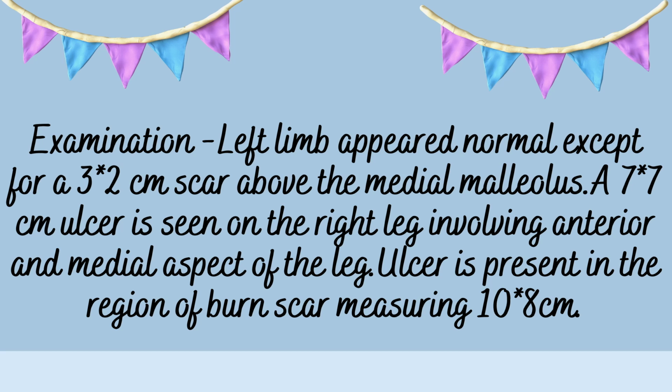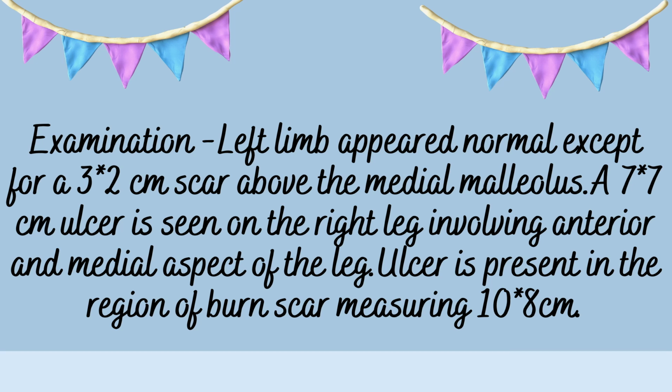Then a 7 into 7 centimeter ulcer is seen on the right leg involving the anterior and medial aspect of the leg. I have told you that more commonly this ulcer is seen on the burn scar, meaning Marjolin ulcer is seen on burn scar only. So it is present there, and this ulcer is present in the region of a burn scar measuring 10 into 8 centimeter. The ulcer dimension is 7 into 7 and the burn scar dimension is 10 into 8. We have to tell both the dimensions of the ulcer as well as of the scar, and it is present on the right limb.